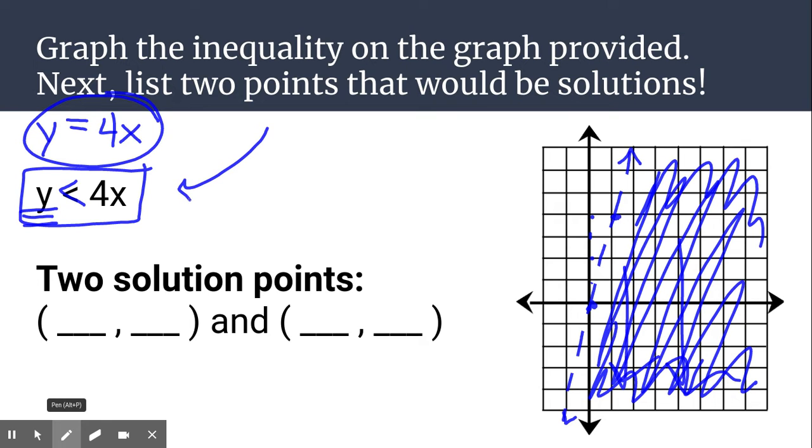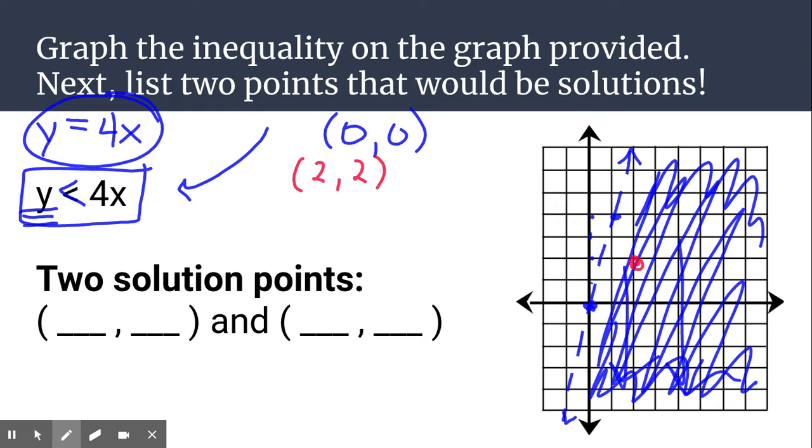The other thing you could do is test a point. Typically, I like to test the point 0, 0. But because 0, 0 is on the line, I have to pick a different point to test. I'm going to change my color. We'll go over here. I'm going to test an easy point. How about the point 2, 2? Let's see if this is a solution. If 2, 2 works in my inequality, then I'm going to shade towards the 2, 2.